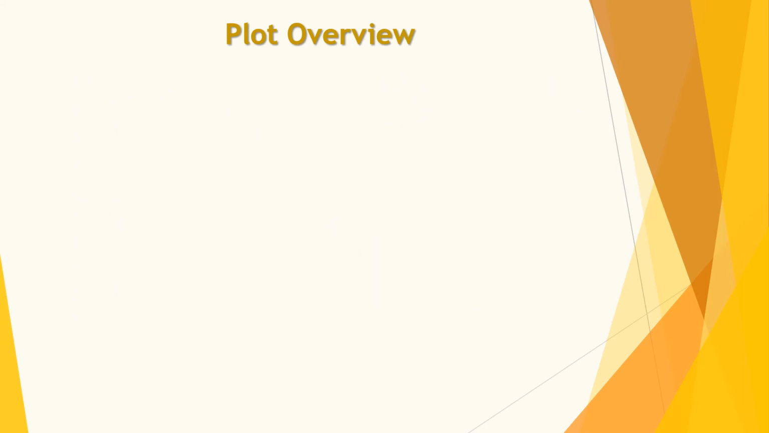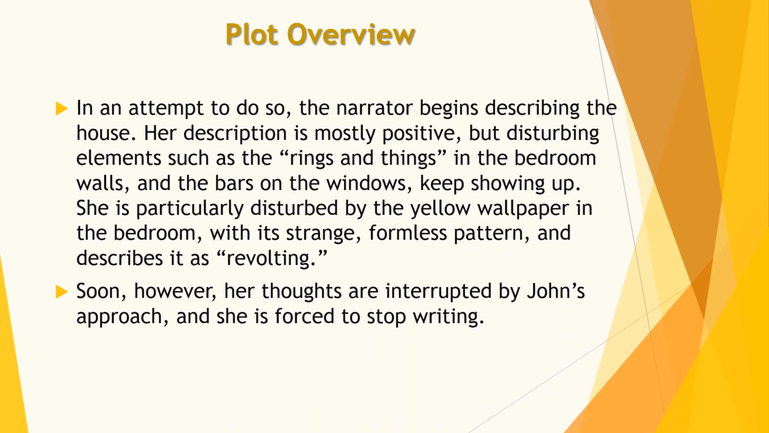So in this secret journal, first of all, she describes the house. That's where she begins. In the beginning it's mostly positive, but there are some disturbing elements, because when she's describing the room, she talks about the bars on the windows and rings in the bedroom, where something was attached to, we don't know what yet.